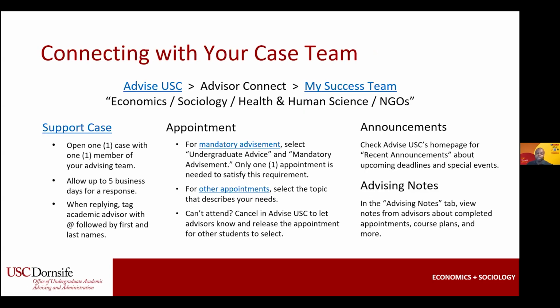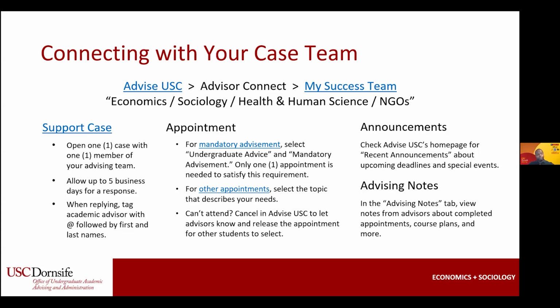All right. So these are different ways that you can connect with us. You can connect with us through the Advisor Connect tab in Advise USC. You can scroll down to My Success Team, and you want to find advisors that are labeled Economics, Sociology, Health and Human Sciences, and NGOs. Anytime that you do need help, you can choose any one member of your advising team and schedule an appointment with them or create a support case.